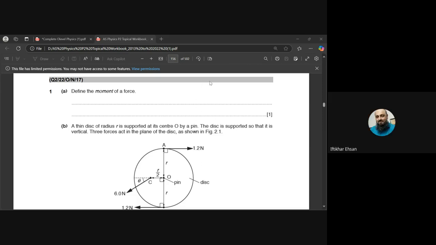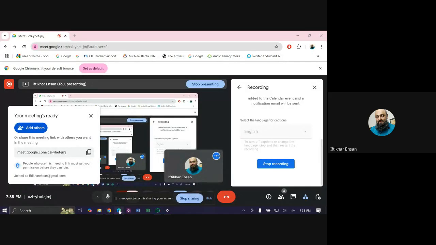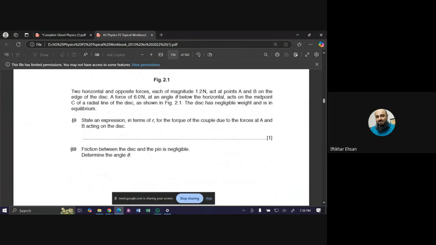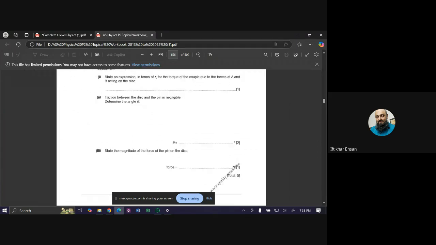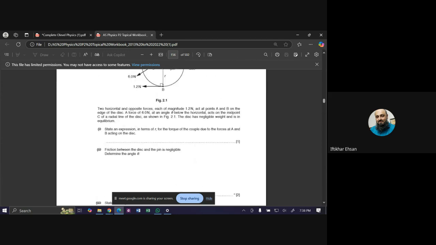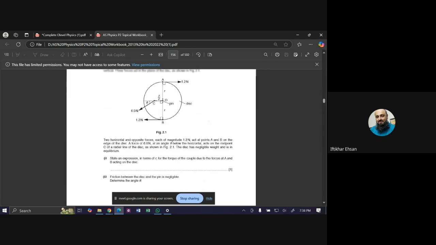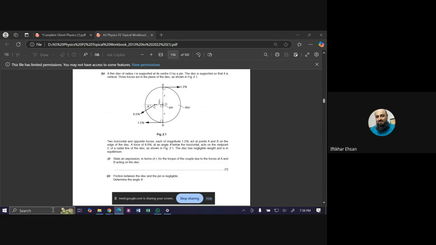Okay. Just let me share the screen with you. Okay, beta. Now in the next part, it says state an expression in terms of R for the torque of the couple due to this. That will be done in the next part. I'm going to do question number two. The friction between the disc and the pin is negligible. Determine the angle theta. State the magnitude of the force of the pin on the disc. So first of all, we have to find this angle theta. How are we going to do that?